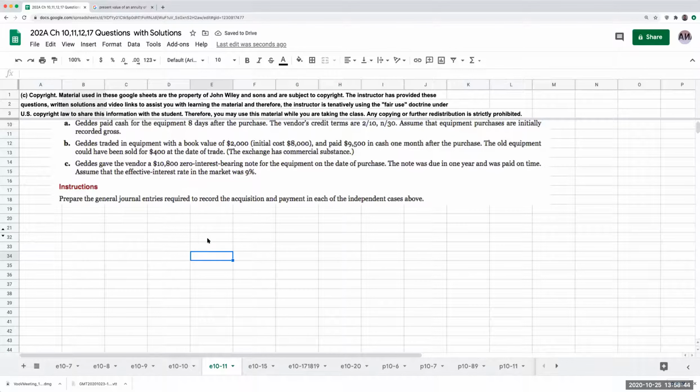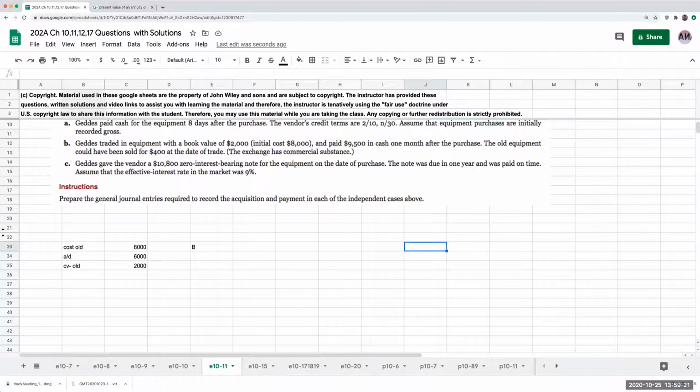So when I look at letter B, I kind of got messed up on this one at first. But when we say that equipment has a book value of 2,000 and an initial cost of 8,000, what does that mean? Well, the cost of the old equipment was 8,000. My carrying value of the old equipment was 2,000. So my accumulated depreciation on the old equipment is going to be $6,000. Whenever we're doing a sale or a trade-in of an asset, we have to look at this equation.